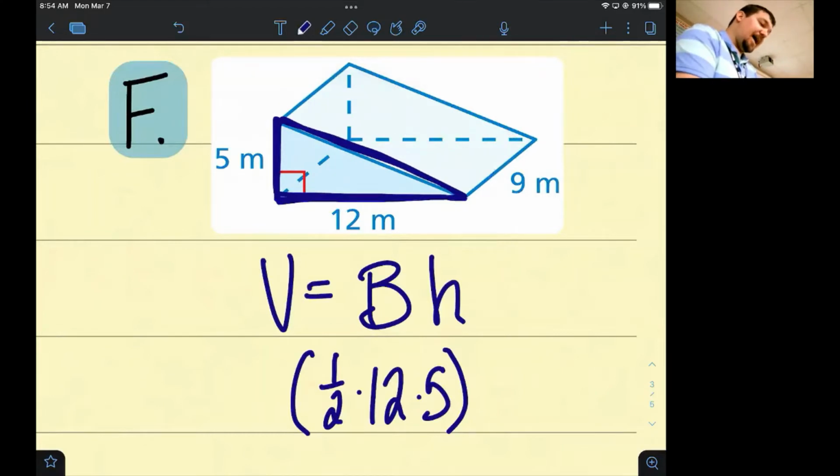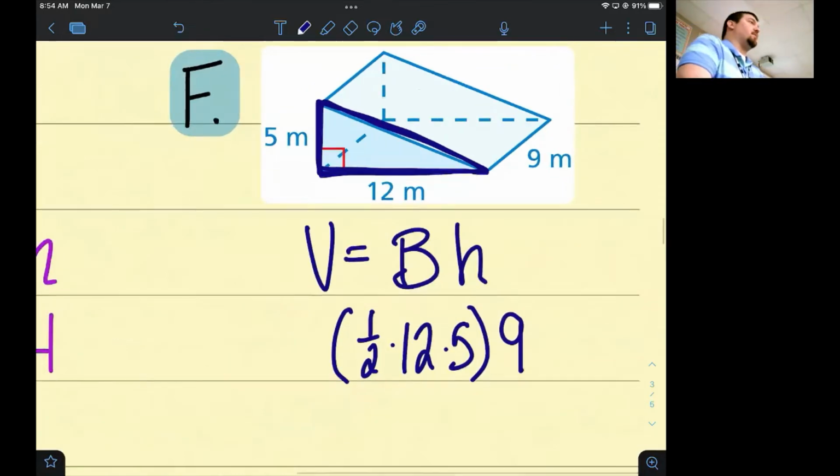So when I say the height of the prism is 9, don't mistakenly think that I'm telling you that the height of the triangle is 9, because the height of the triangle is 5. But if I were to tip it onto its base, the 2 triangles would be 9 meters apart. That's the height of the prism. The height of the prism is 9. The height of the triangle itself is just 5. So there's 2 different heights going on here.